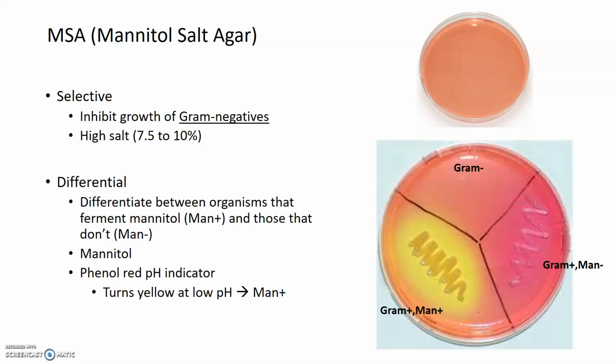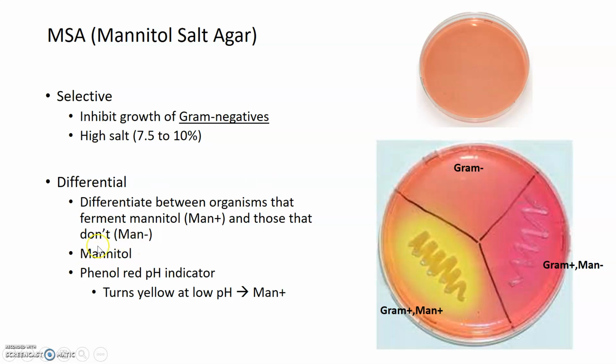And once you inoculate an MSA plate with your organism, it can be used to differentiate between organisms that ferment mannitol, which is another type of sugar, and those that don't. Right? And so if you put a gram-negative bacterium on MSA, you won't see any growth because it selects against them, but gram-positives will grow.